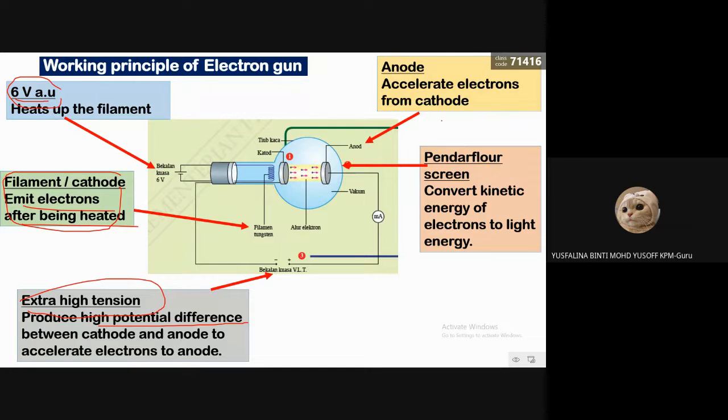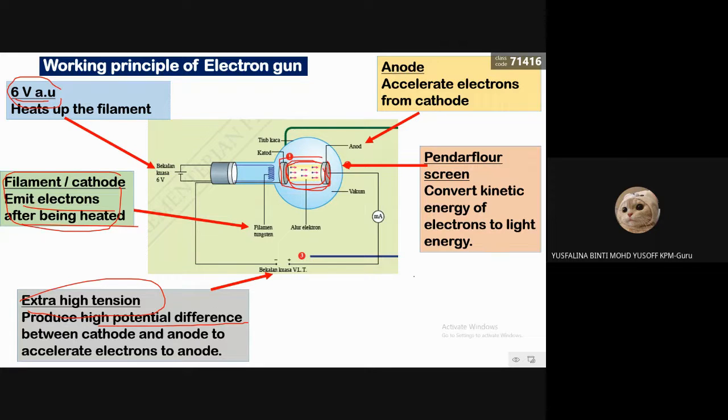So at this part, there is a high potential difference between the cathode and anode to accelerate the electron to the anode. Why do we need the high potential difference at this part? Because we need to accelerate electrons to the anode. We need to move them faster, so we can produce a high speed beam of electrons.